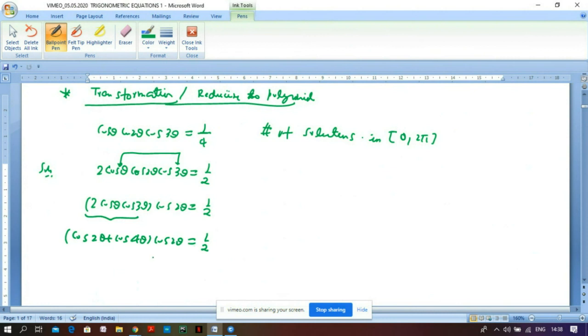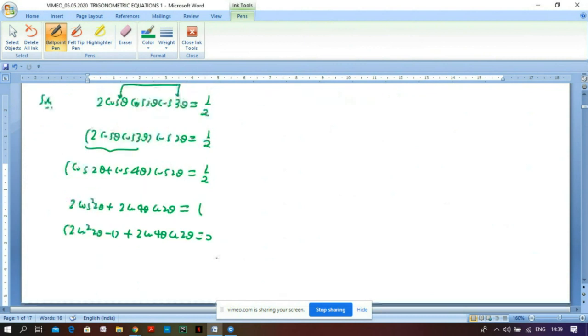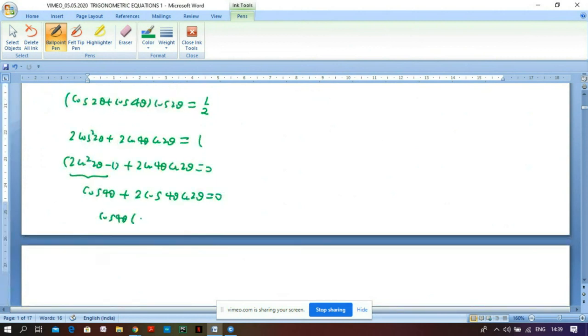Once we do that, we can again multiply by 2, and we can write 2 cos square 2 theta plus 2 cos 4 theta cos 2 theta equal to 1. I can also write 2 cos square 2 theta minus 1 by bringing this to the other side, plus 2 times cos 4 theta cos 2 theta is 0. And this expression becomes cos of 4 theta. So cos 4 theta plus 2 cos 4 theta times cos 2 theta is 0. I can take out common cos of 4 theta, and I'm left with 1 plus 2 cos 2 theta is 0. So that gives you cos 4 theta is 0, or cos 2 theta is negative 1 over 2.